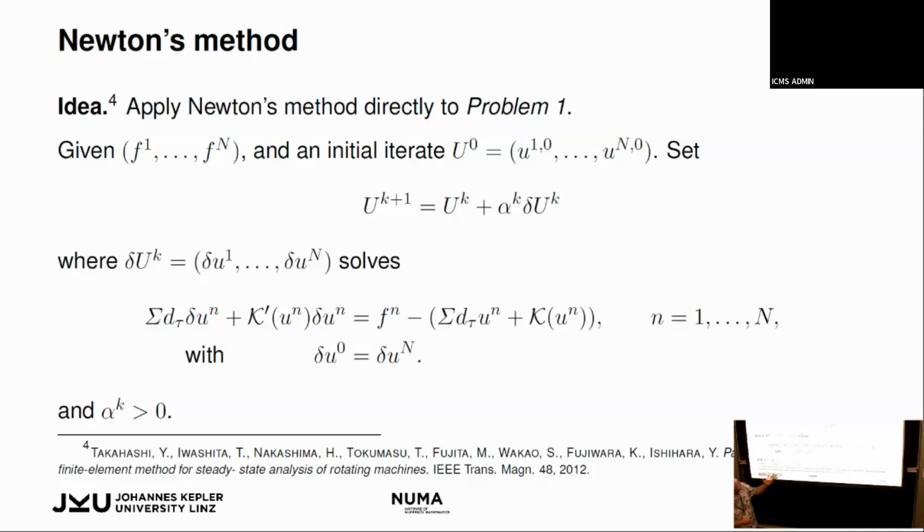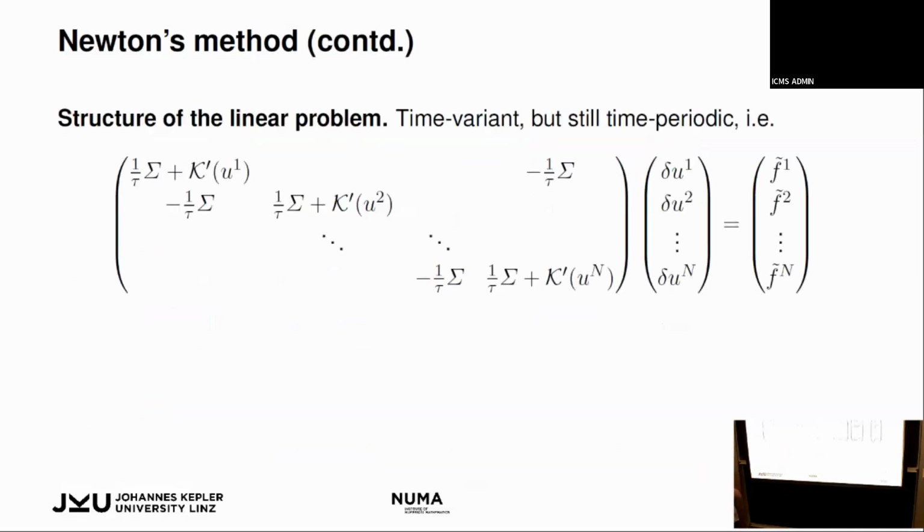And how does the nonlinear system look like? Almost similar to before, but now again we have here the Newton system, we need the derivative, and on the right hand side the residual. And now the structure is no longer this time invariant structure. It's still linear, it's still time periodic, but no longer time invariant because the U now lives on the diagonal of each.